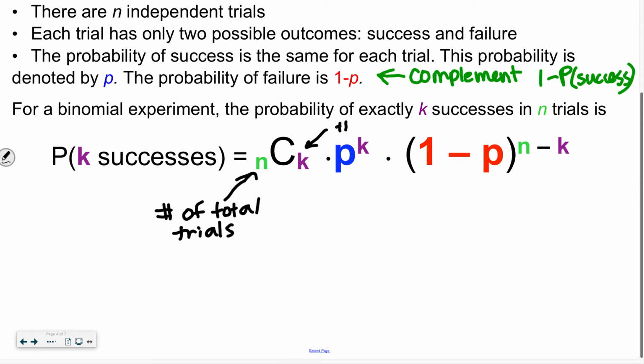K is the number of successes. And we see K a couple of times right here at the beginning, right? And then we also see K back here, but it's with N. If you have N trials and you subtract K successes, what's left over? Failures. So N minus K is the number of failures. Which the number of failures and the number of successes add to your total.